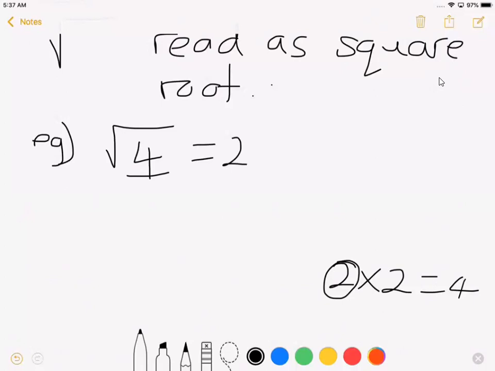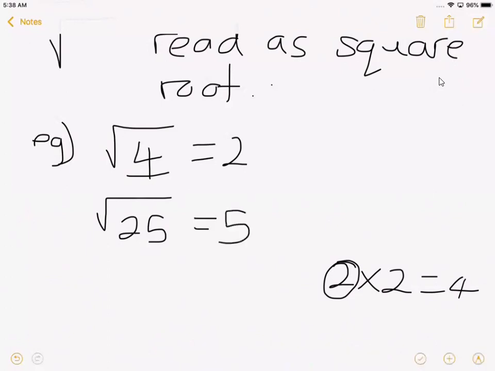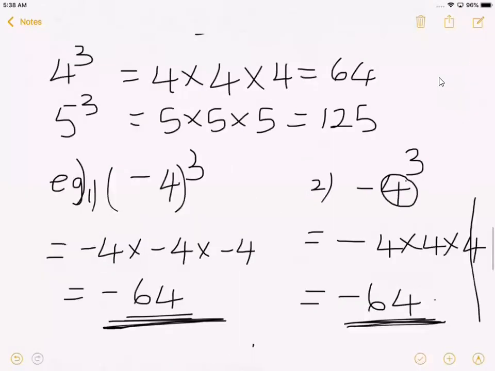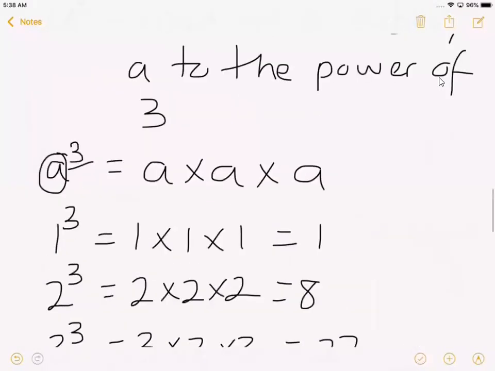And what is the square root of 25? You are looking for a number so that when you multiply that number by itself 2 times, you get 25. And that number is 5. 5 times 5 is equal to 25. So going back to the squares, there is a relationship between a square and the square root.